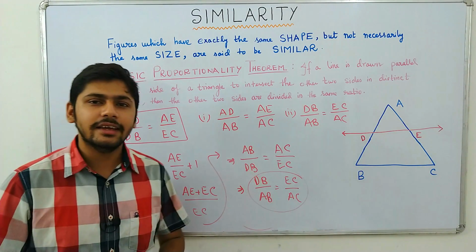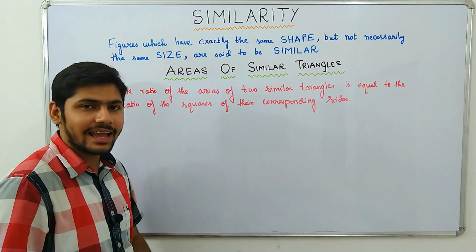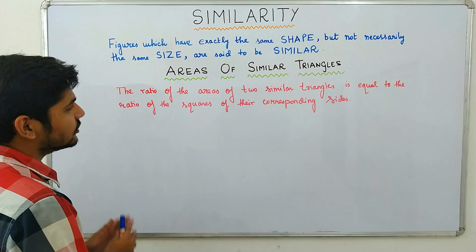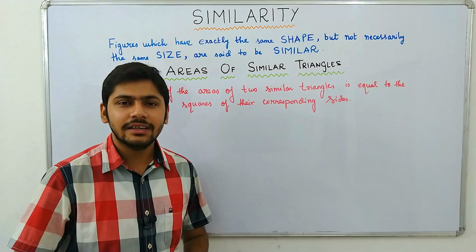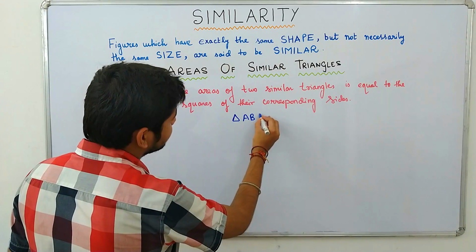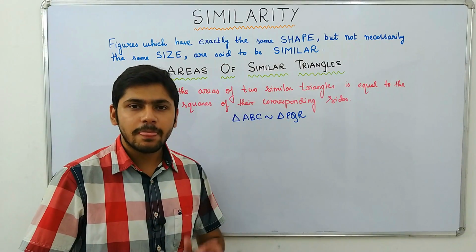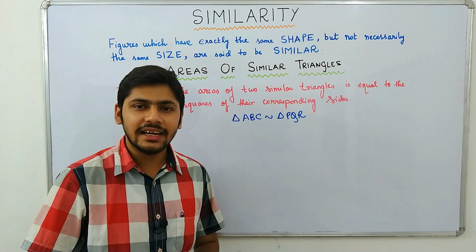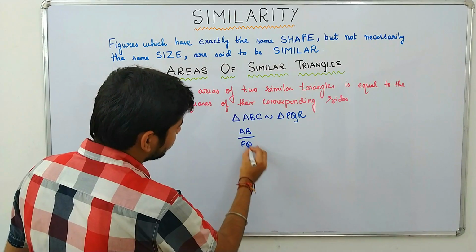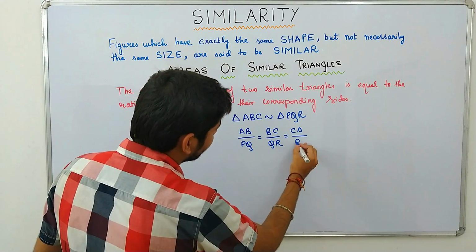Okay. Now we'll move on to the final thing, which is area of similar triangles. The ratio of the areas of two similar triangles is equal to the ratio of the squares of their corresponding sides. What does this mean? Imagine you have two similar triangles. Say triangle ABC is similar to triangle PQR. Okay. What did I tell you before? If two triangles are similar, their corresponding sides will be in proportion. That means AB divided by PQ is equal to BC divided by QR is equal to CA by RP.